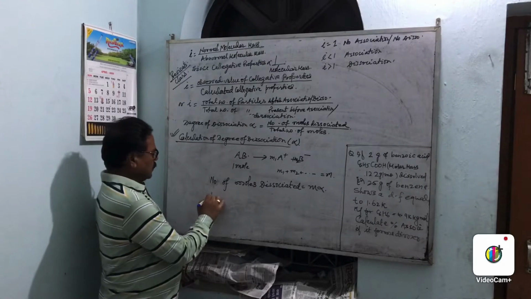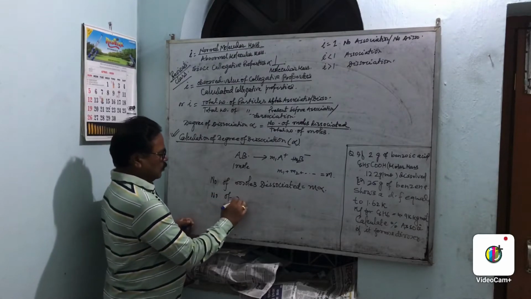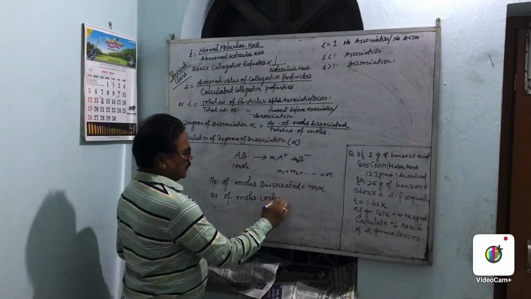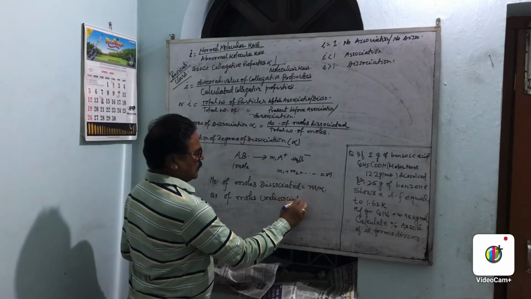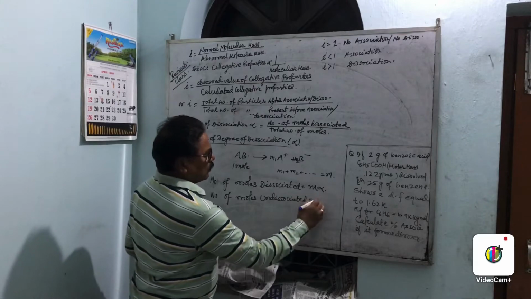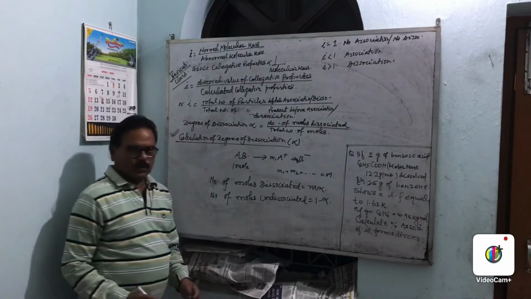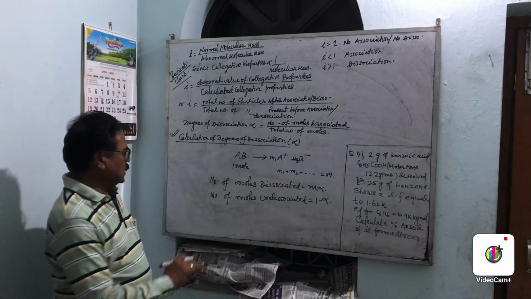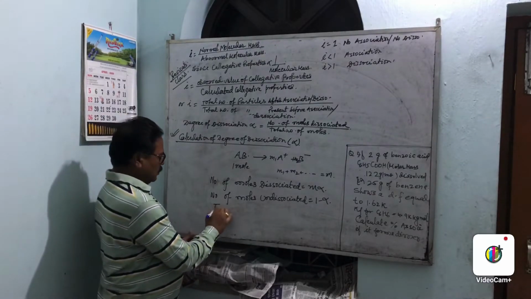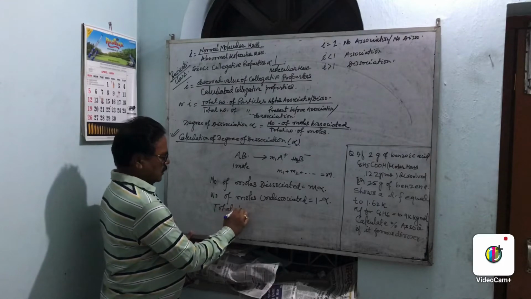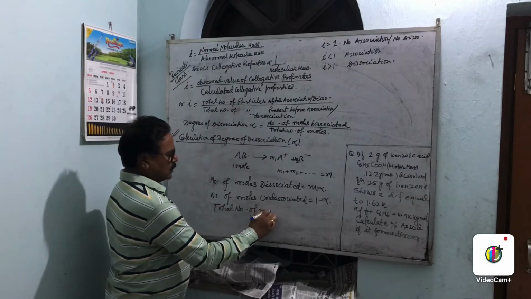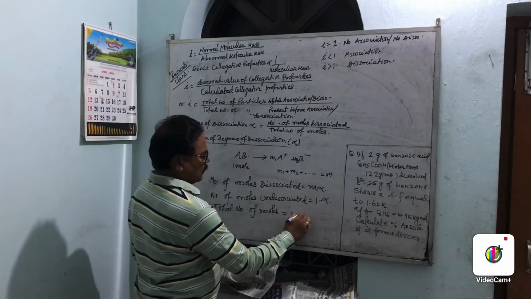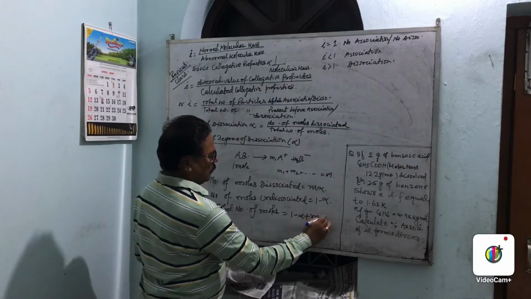Now the number of moles undissociated is equal to 1 minus alpha. So what is the total number of moles at equilibrium? Total number of moles at equilibrium is equal to 1 minus alpha plus m alpha.